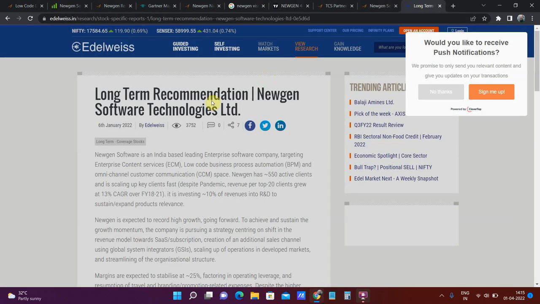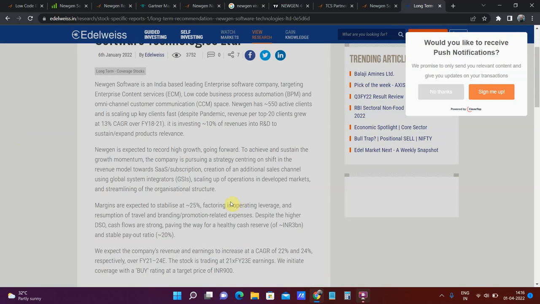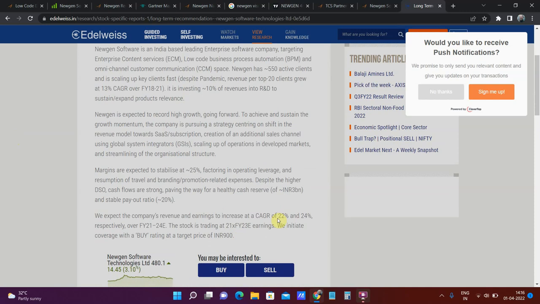And also, Edelweiss had come out with a report a few months ago with a long recommendation on this particular stock. As these guys are saying, this company has almost 550 active clients and they have been consistently growing. Okay, they are in 72 odd countries. According to them, the company should increase its revenues and profitability by 22% and 24% respectively over FY21 to FY24. Okay, from 21 to 24, they expect revenues to grow at 22% and profit at 24%. So Edelweiss has a buy rating on this stock with a target price of 900.